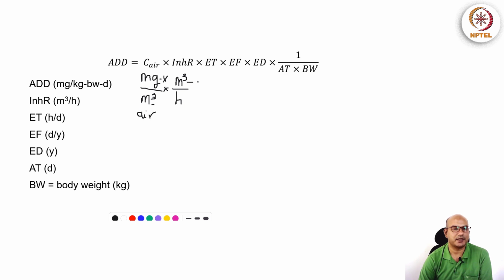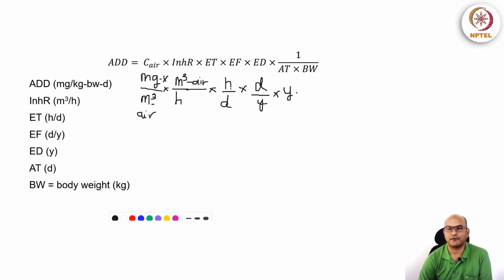And we inhale meter cube of air per hour. How many hours per day is our exposure time? So how many hours per day are we exposed to this contaminant? How many days per year are we exposed to this contaminant? So let's say 5 hours per day, 20 days per year, for example. What is the exposure duration? How many years does this event happen?